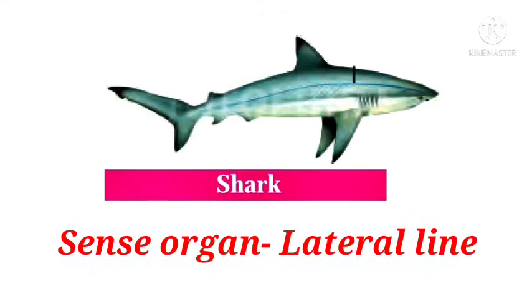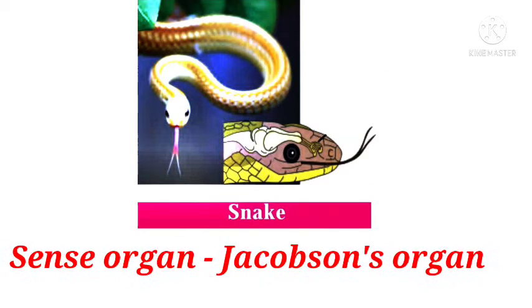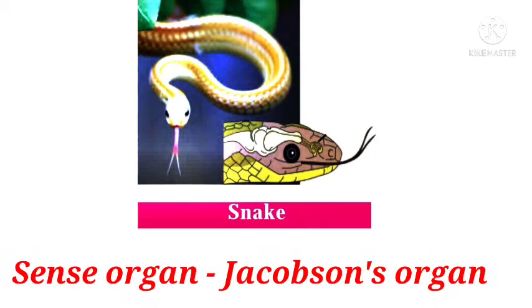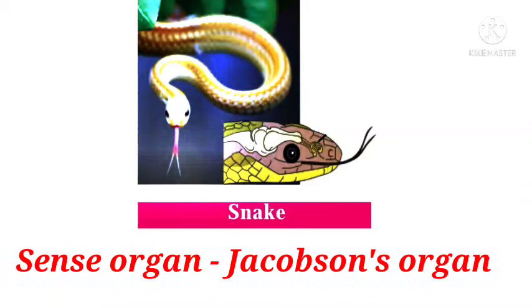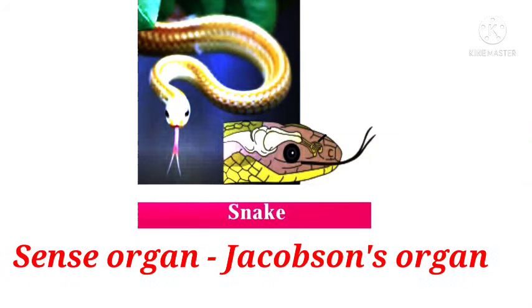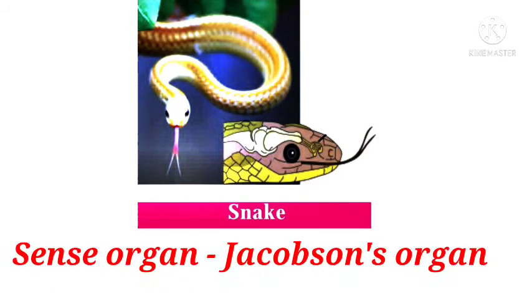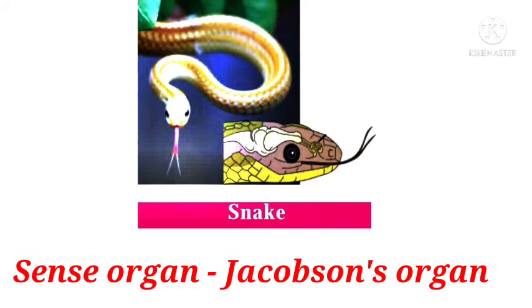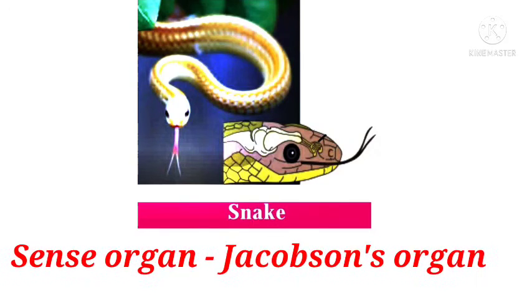And the sense organ of the snake is Jacobson's organ, which is seen on the roof of the mouth cavity. The aromatic particles that stick on the tongue of the snake reach the Jacobson's organ, so that the olfactory receptors present in the Jacobson's organ get stimulated. With the help of olfactory receptors, it can sense smell.